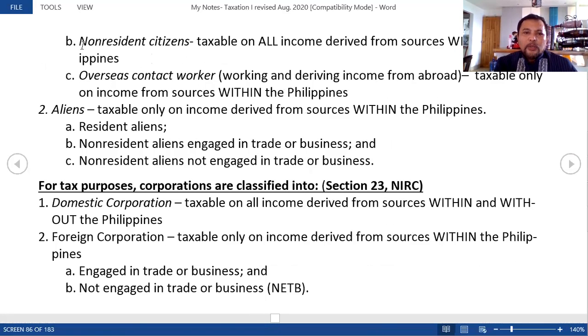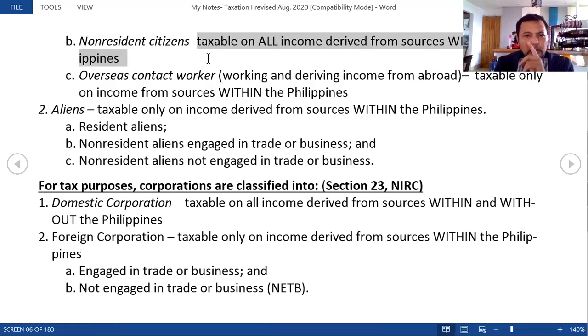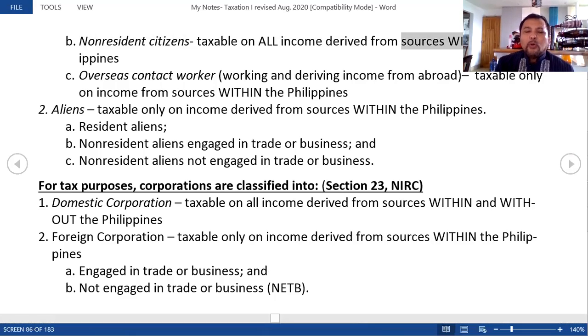Another citizen is the non-resident citizen. He's a Filipino citizen but residing in the US. Is he subjected to tax for his income in the US? The answer is no. He cannot be subjected to income tax for his income in the US because he's non-resident. According to this definition, he is only taxable on all income derived from sources within, so only inside the Philippines, but not outside. That's a non-resident Filipino citizen.